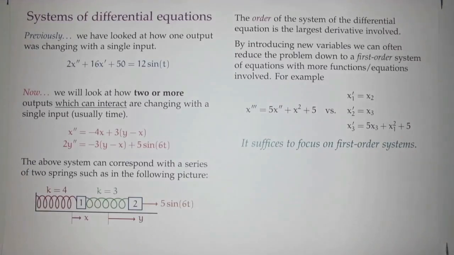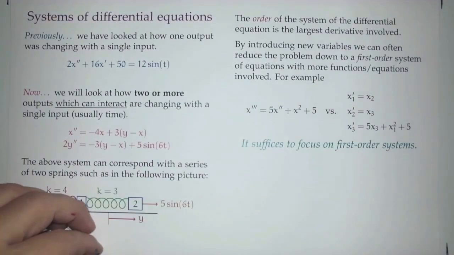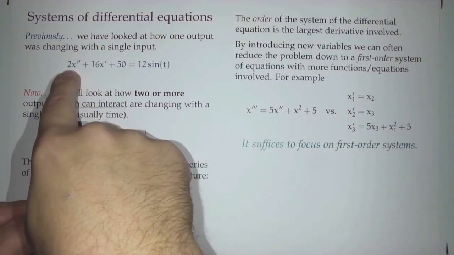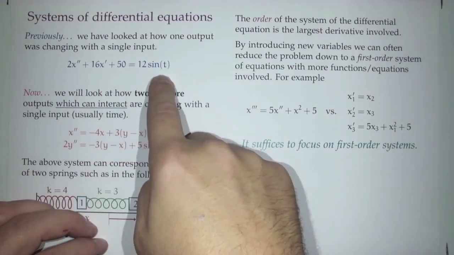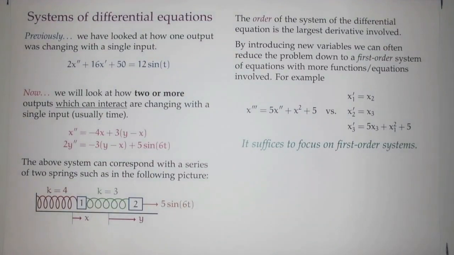Previously, what we looked at is we had one output, one input. So maybe x is a function of t, y is a function of x, and we set up one equation that involved derivatives. So something like 2x double prime plus 16x prime plus 50x equals 12 sine t. This kind of equation we saw. This is the equation that came from a spring mass system, for example, where you would have a spring, a damper is involved, and there's some external force acting as well.